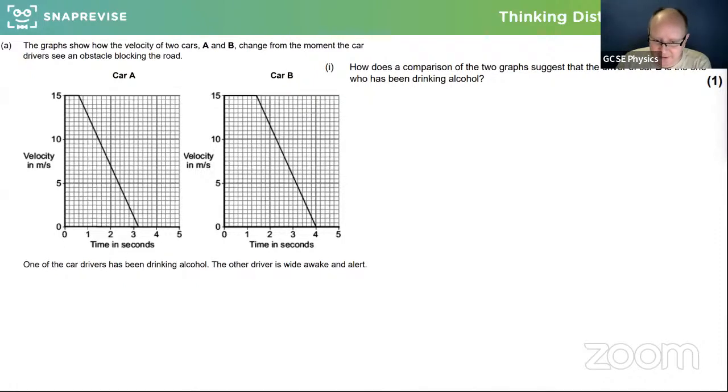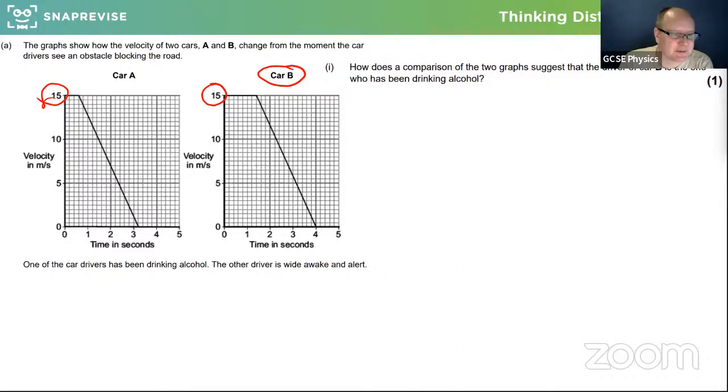Let's move on and have a look at a question with some graphical data in it. So we've got two graphs here, one for car A and one for car B. The graphs show how the velocity of two cars, A and B, change from the moment the car drivers see an obstacle blocking the road. So both cars, to begin with, are travelling at 15 meters per second. They both start at that same speed. How does a comparison of those two graphs suggest the driver of car B is the one who may have been drinking alcohol?